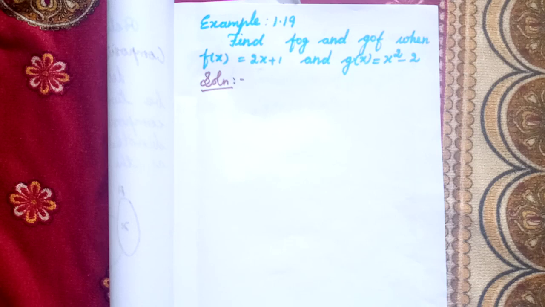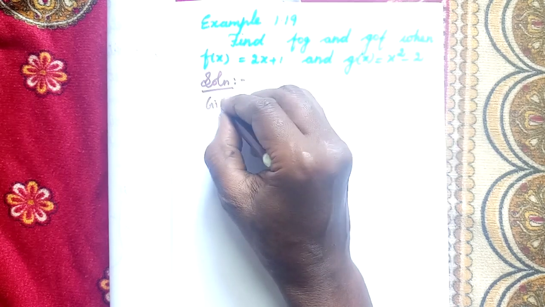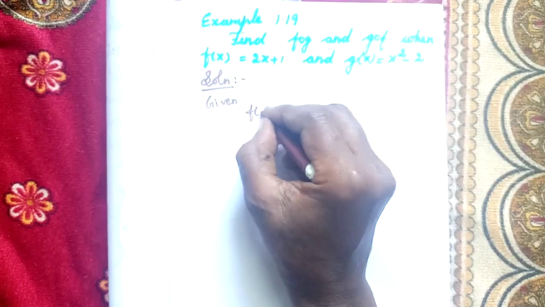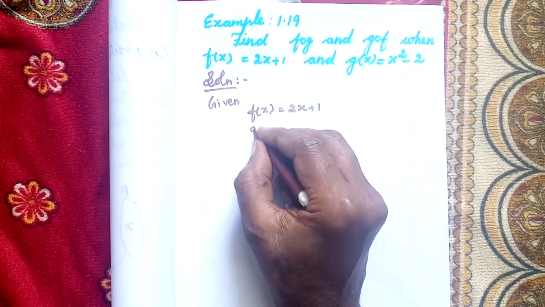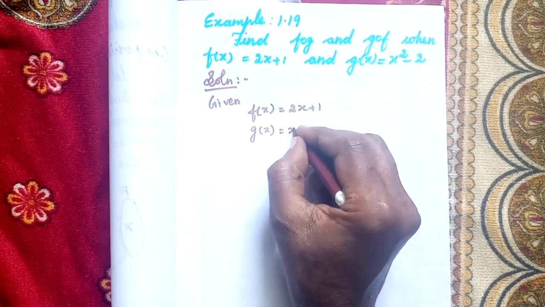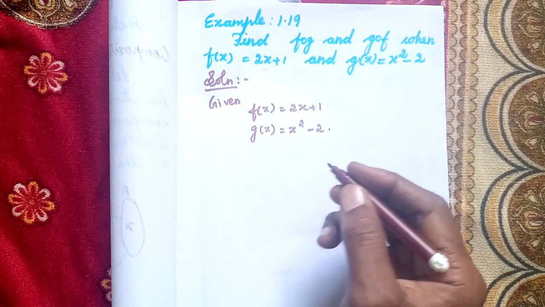Students, now I am going to explain example 1.19. Find f composite g and g composite f when f of x is equal to 2x plus 1, g of x is equal to x square minus 2. Here given f of x is equal to 2x plus 1. Next g of x is equal to x square minus 2. What we have to find out? f composite g and g composite f.